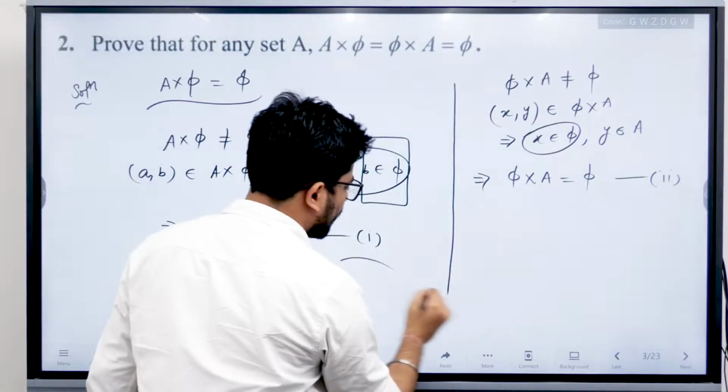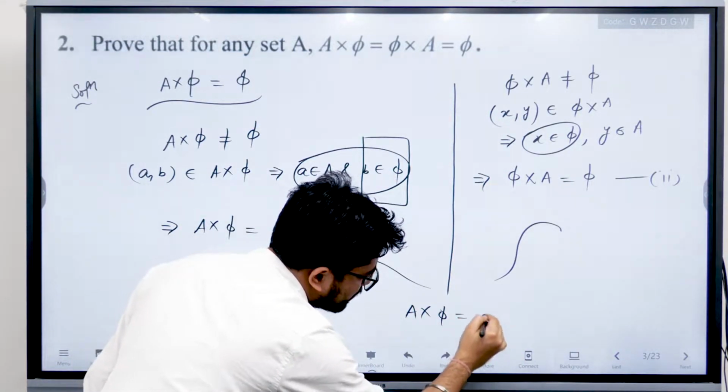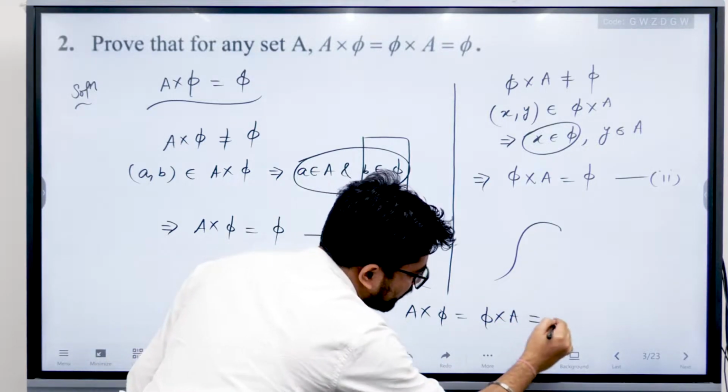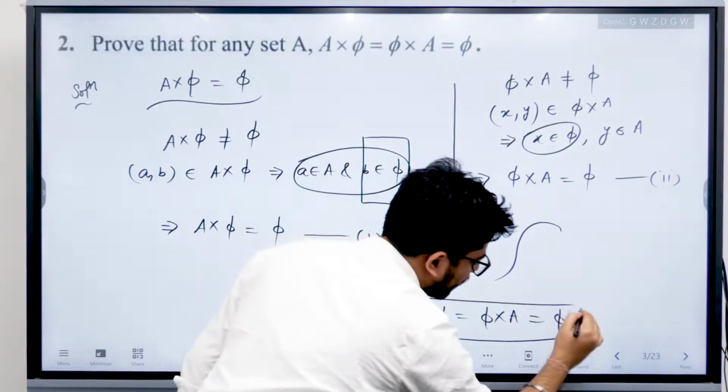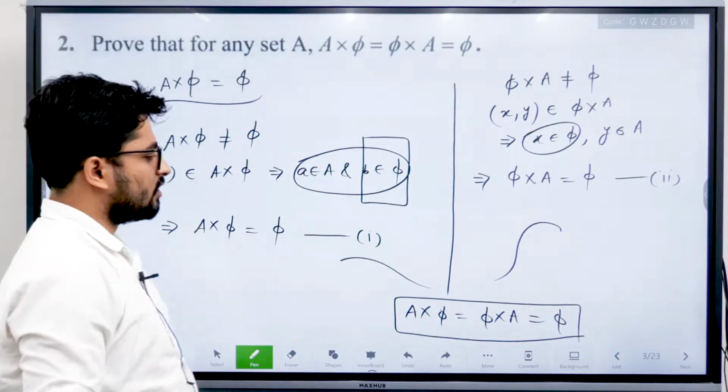So from these two equations you can say A cross phi is equal to phi cross A is equal to phi. So this is the proof of your question. Got it? So now let's do the next one.